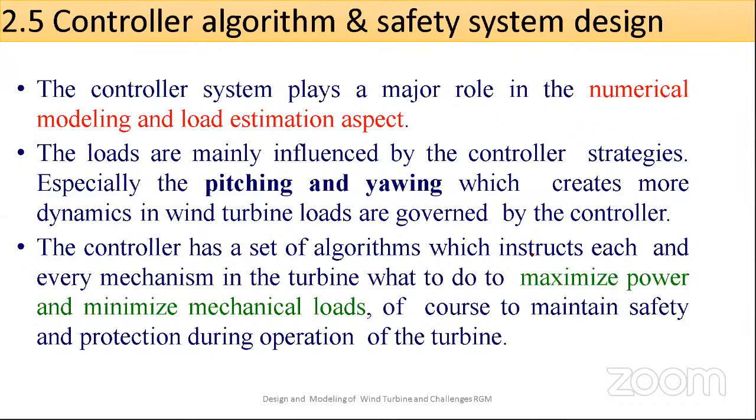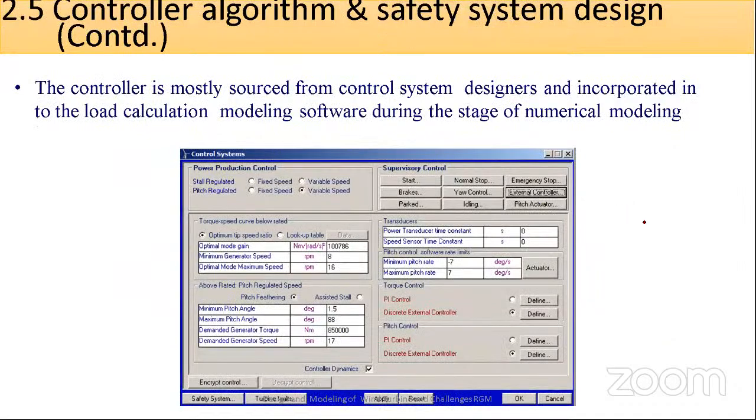At low wind speed, you have to extract maximum energy from the wind. At high wind speed, you should limit the power. The control system also has to pitch the blades according to the requirements of the turbine, and yaw the turbines, as I told you, and maximize the power and minimize the mechanical loads. All these things have to be taken care of by the controller systems, right? And this control system also, by using the Bladed software, we can design it.